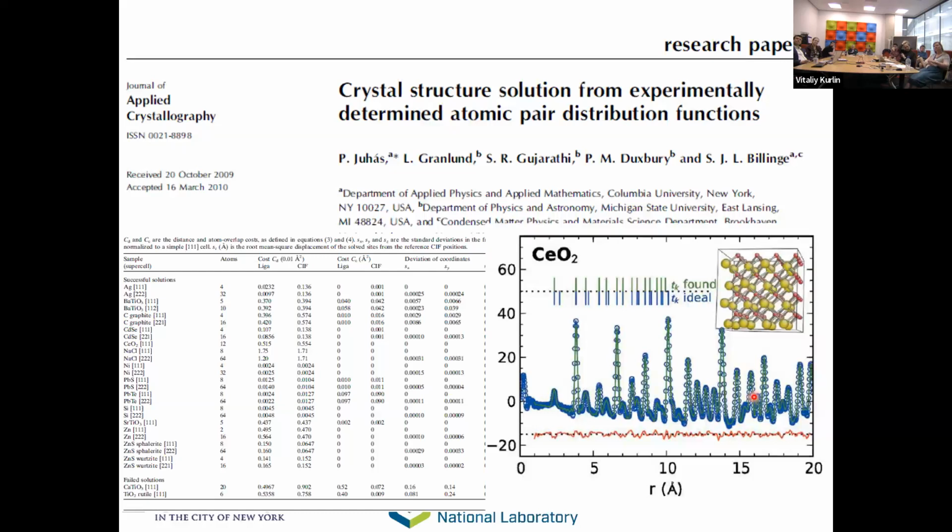Fantastic. We solved all these crystal structures that have been solved crystallographically and were in the literature. So the algorithm is dynamite.